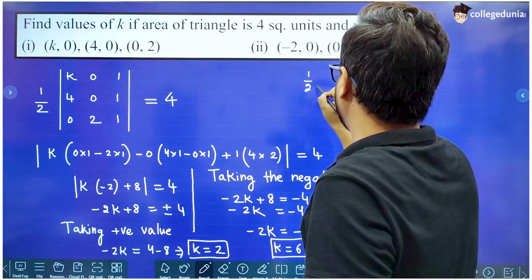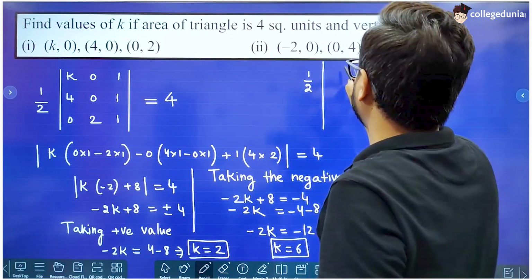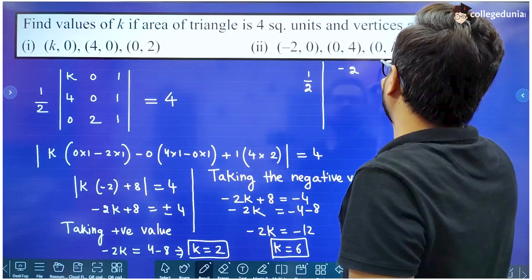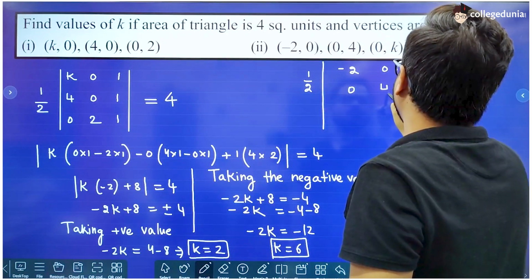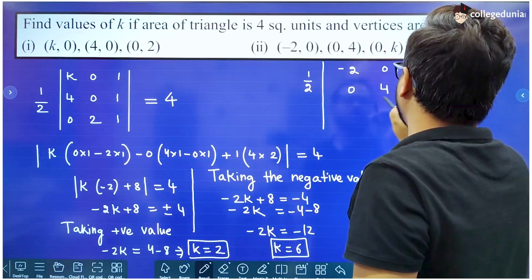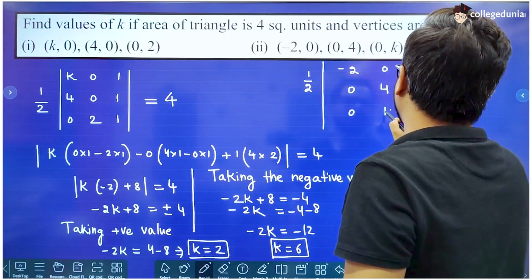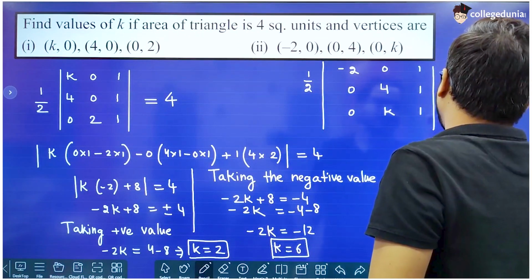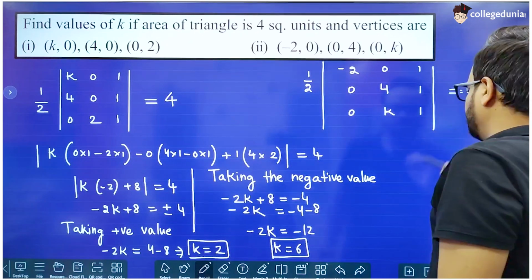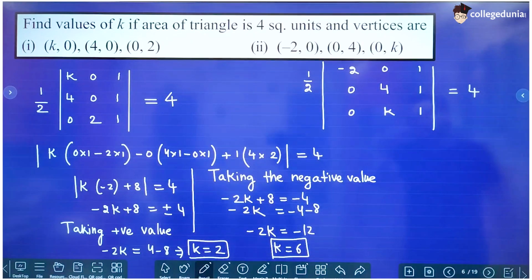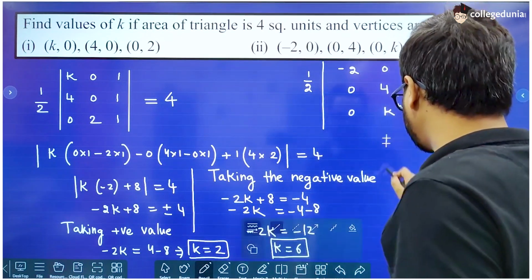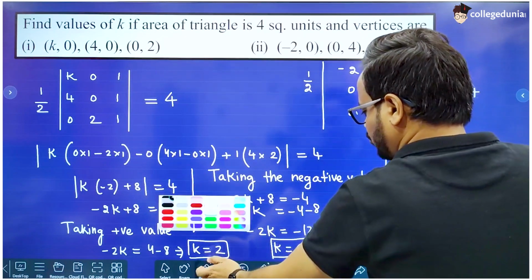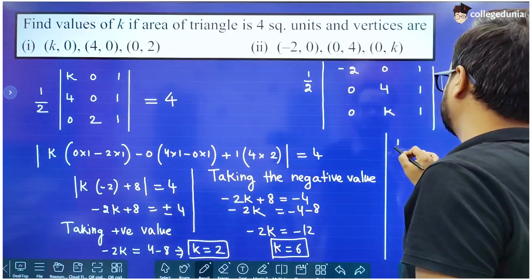Half determinant, minus 2 0 1, 0 4 1, 0 k 1, and that is 4. So this is very easy. We can expand this determinant along the first column because we have 2 zeros there. So let's expand it along the first.